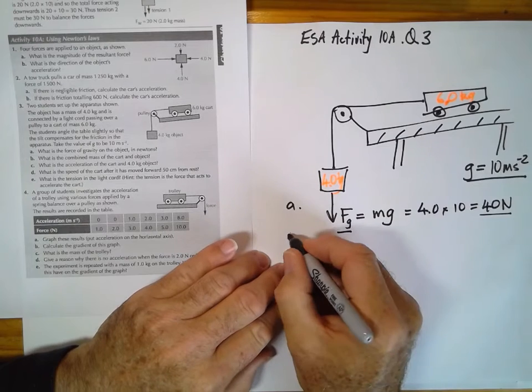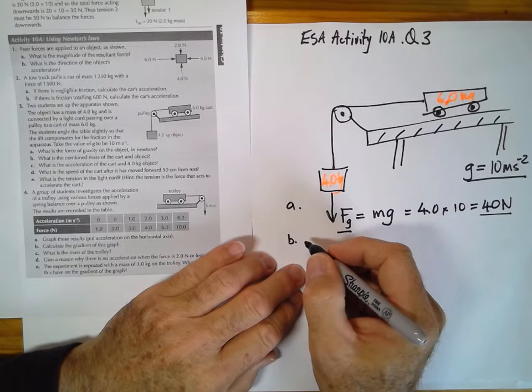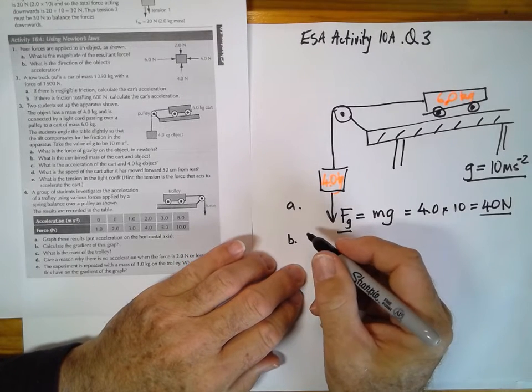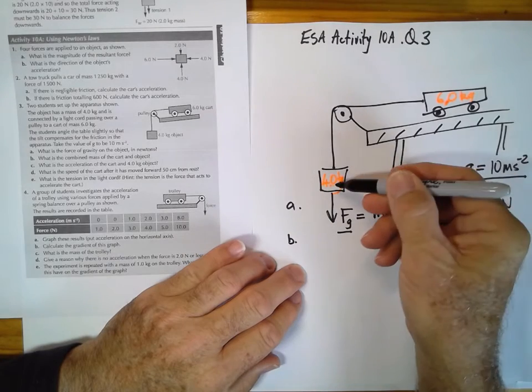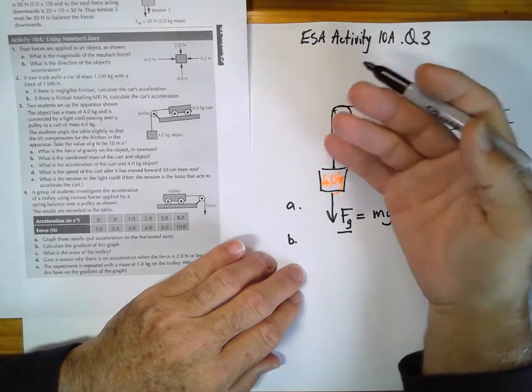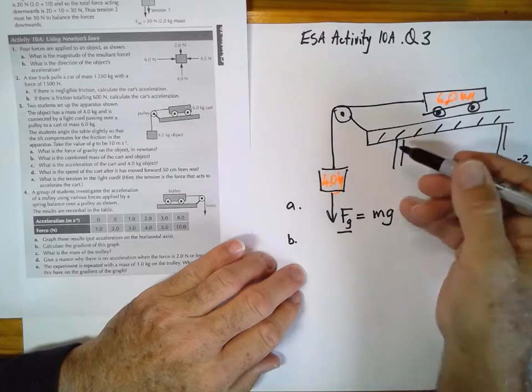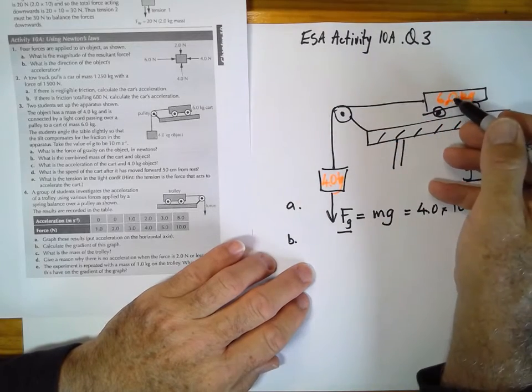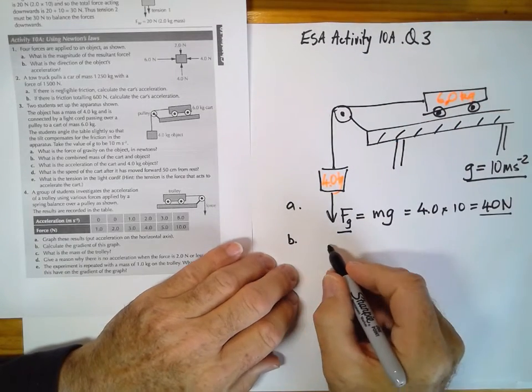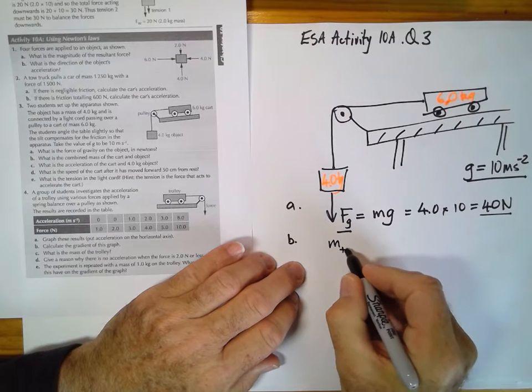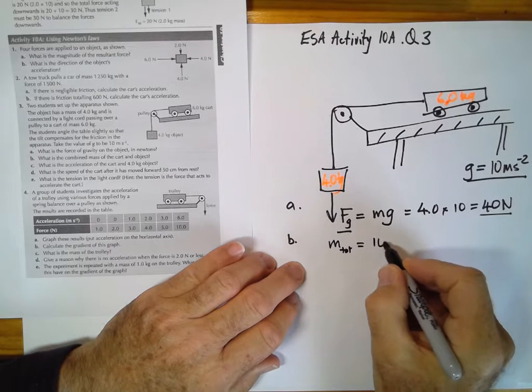Part B, what's the combined mass of the cart and object? We've got the mass and the string. We'll consider the string of negligible mass, 6 kilograms, so the overall mass, the total mass, is equal to 10 kilograms.